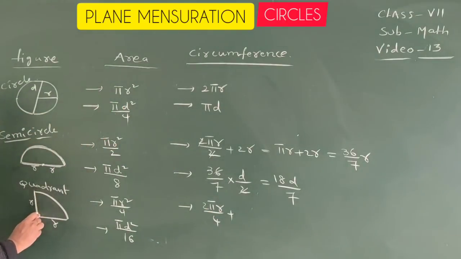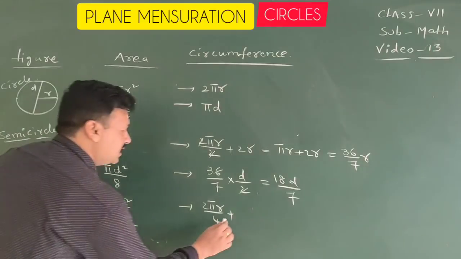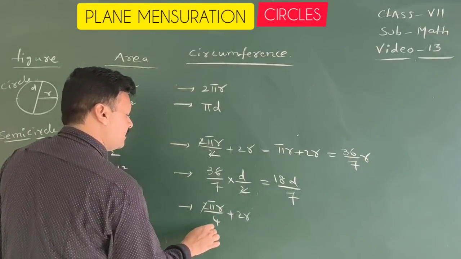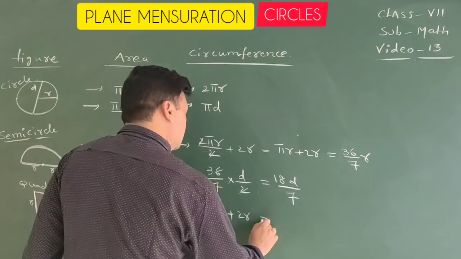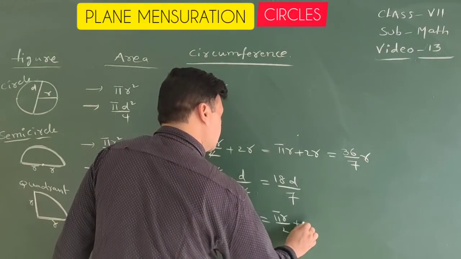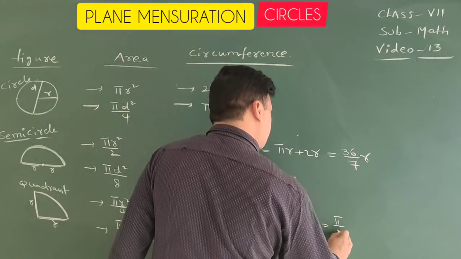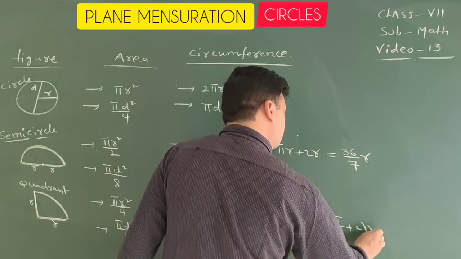Again we have r plus r. The length of the boundary is nothing but its circumference or perimeter. So here the arc is 1/4 of the given circle. That's why 2 pi r by 4 plus r plus r, which is 2r. So here pi r by 2 plus 2r. Here pi by 2 plus 2, into r.